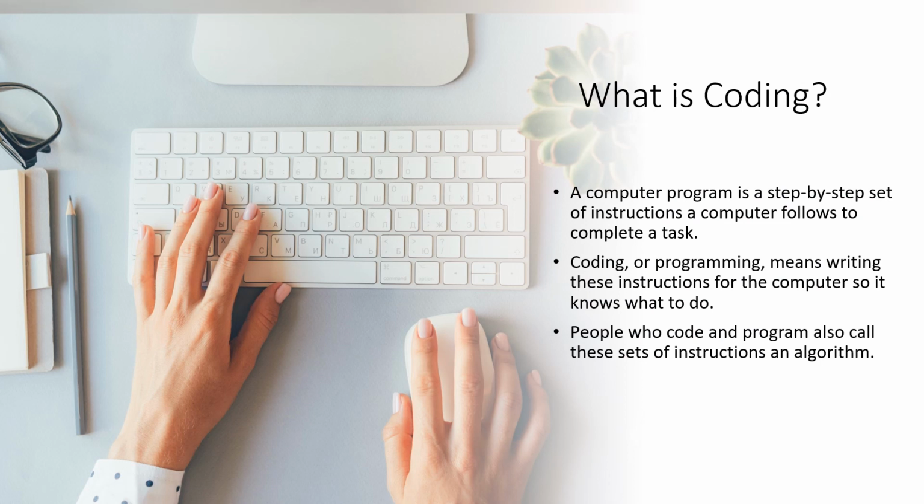What is coding? A computer program is a step-by-step set of instructions a computer follows to complete a task. Coding, or programming, means writing these instructions for the computer so it knows what to do. People who use code and program also call these sets of instructions an algorithm.